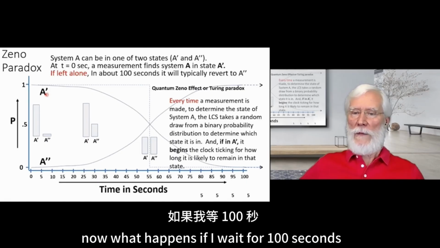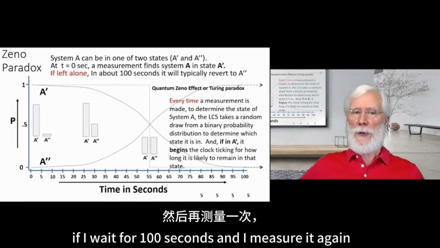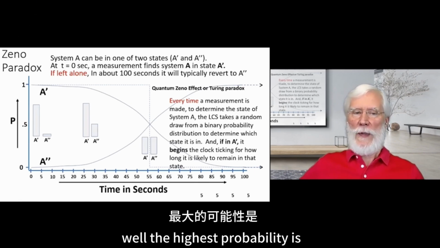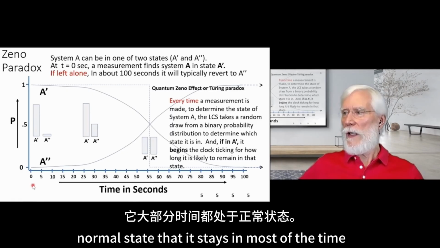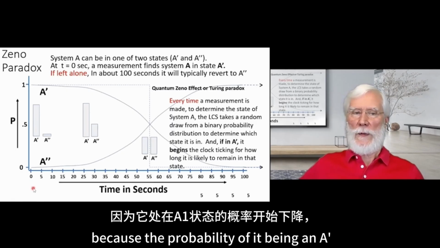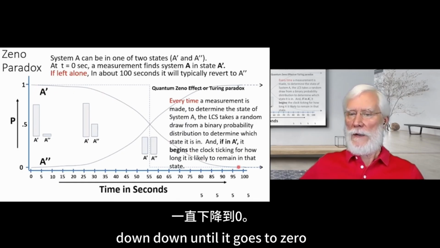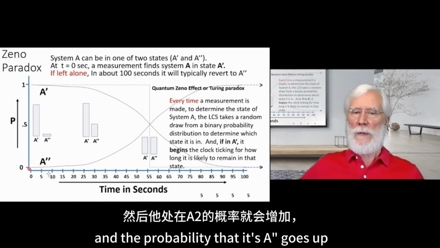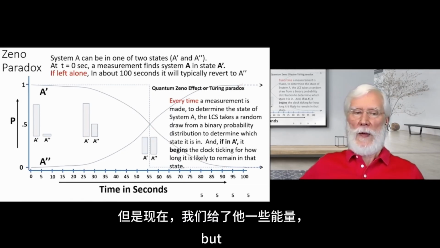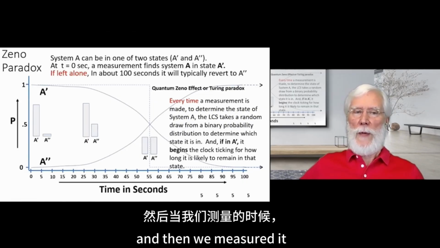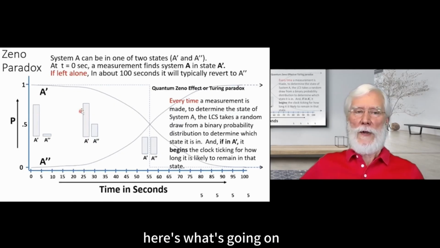Now what happens if I wait for 100 seconds, time down here, and I measure it again? Well, the highest probability is I'll find it back in A double prime, which is its kind of normal state that it stays in most of the time. Because the probability of it being in A prime goes down, down, down until it goes to zero. And the probability that it's A double prime goes up and up until that's where its state is. But we threw a little energy at this thing and then we measured it, and there it is at A prime. All right. Now, here's what's going on.